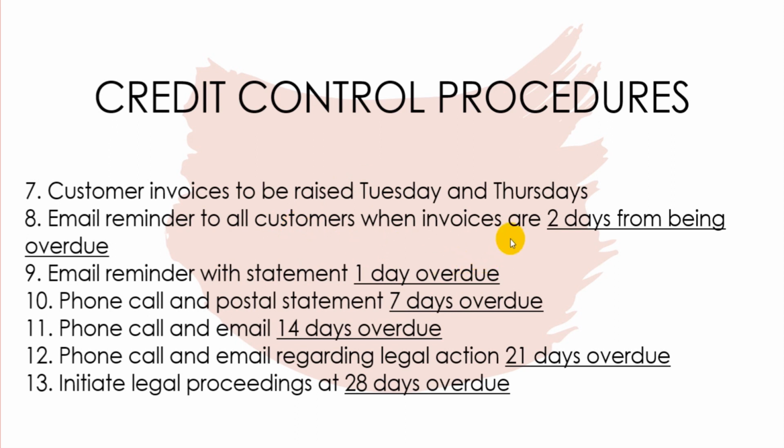If payment still hasn't been made at 1 day overdue, the policy might be that we email the customer a reminder with a statement of their account. 7 days overdue, they get a phone call and a statement in the post. 14 days overdue, they get another phone call and an email. 21 days overdue, they get another phone call and an email regarding potential legal action. And then 28 days overdue, the policy could be to initiate legal proceedings.